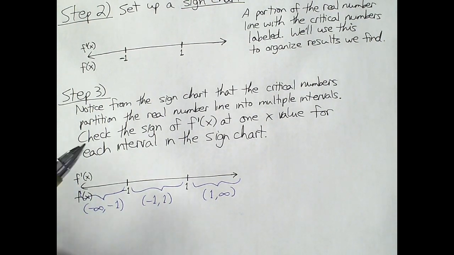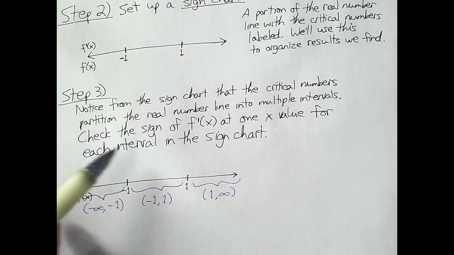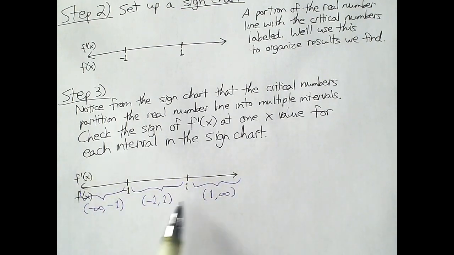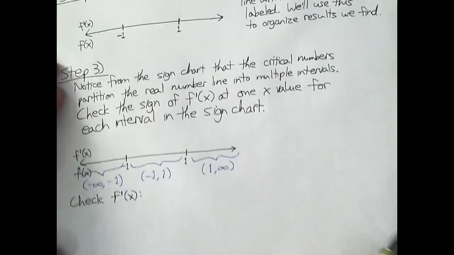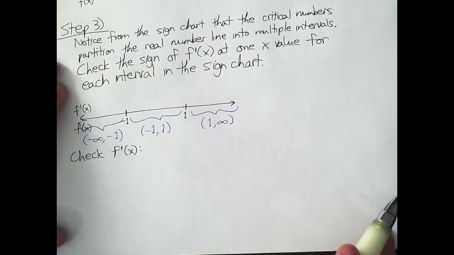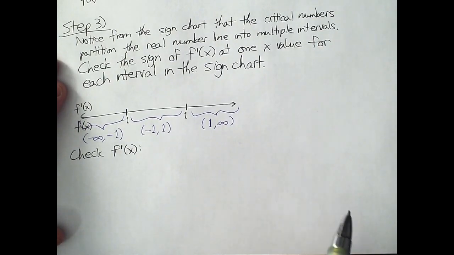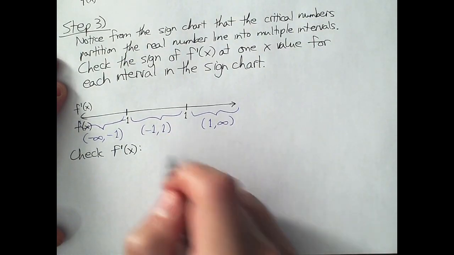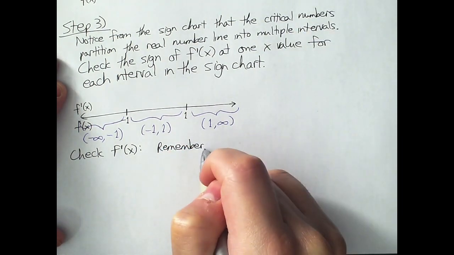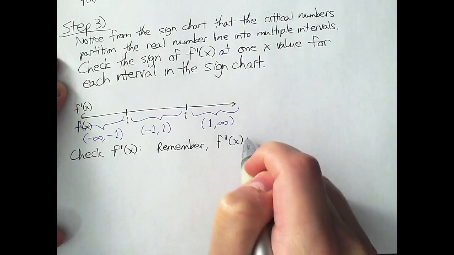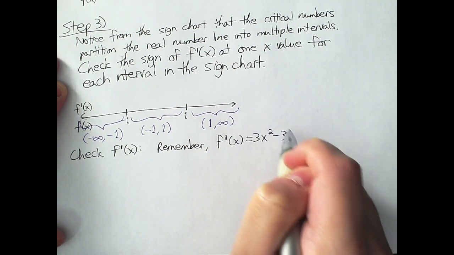Now, the next sentence says, check the sign of f prime of x at one x value for each interval in the sign chart. So these are the 3 intervals. So I need to check f prime of x at one number from each of these intervals. Now, it doesn't tell us what number to check. And the answer is, it's up to us. Oh, by the way, remember, because we kind of moved it off the top of the page, that f prime of x for this problem was 3x squared minus 3.